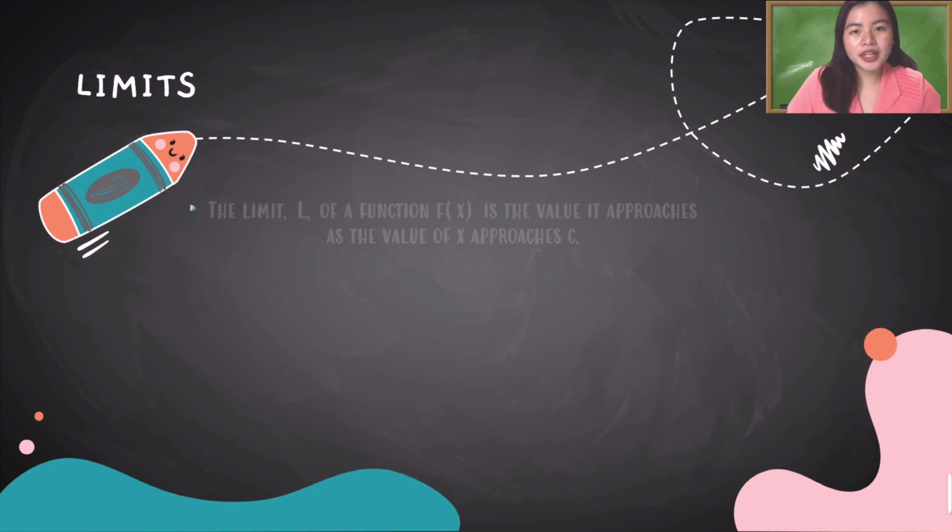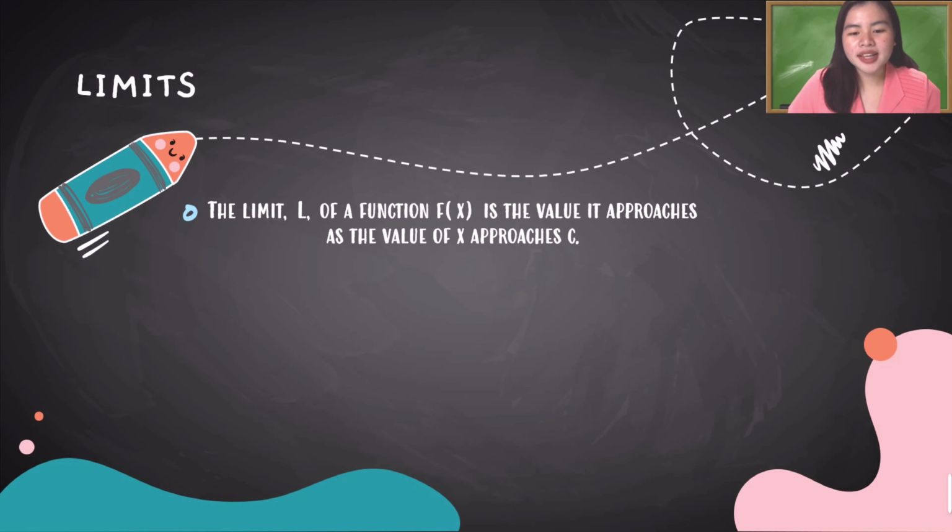The limit, to be denoted by L, of a function f of x, is a value that f of x approaches as the value of x approaches a certain value called c. This is written in symbols as follows and is read as the limit of f of x as x approaches c is L. So in evaluating the given limit, we will use a table and graph to keep track of the effect that the approach of x towards c will have on f of x.